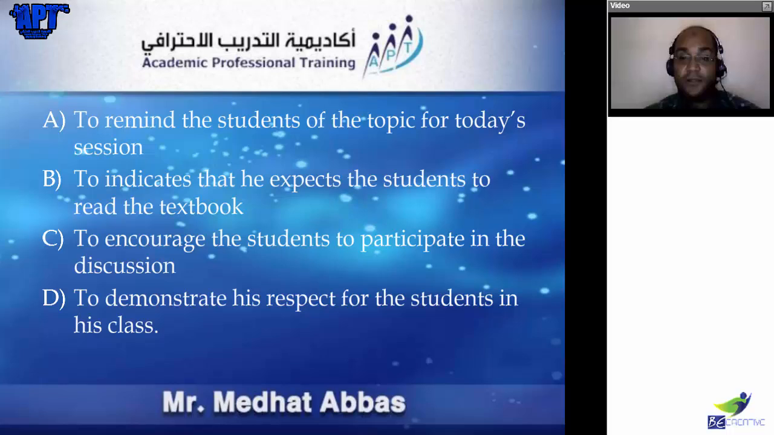Remember, he reminds them to recall, which means that he encouraged the students to participate in the discussion. Once they know it already and they're going to recall the information, they're going to interact with the teacher inside the classroom, so they're going to participate in the discussion. So the right answer is letter C, to encourage the students to participate in the discussion.